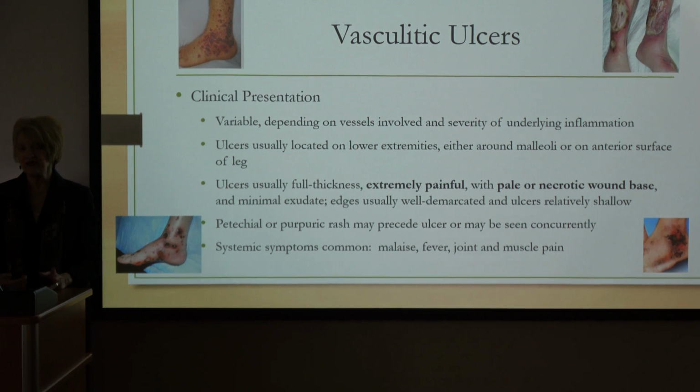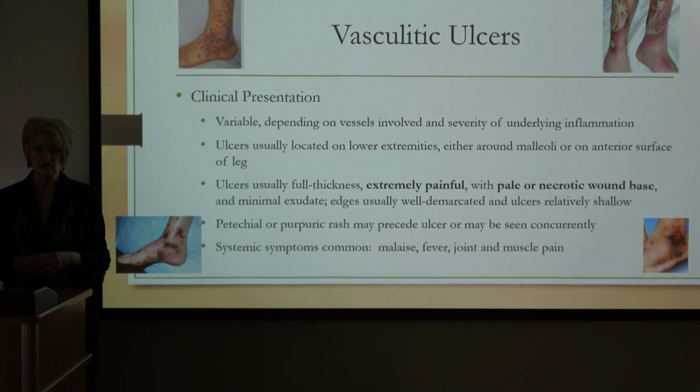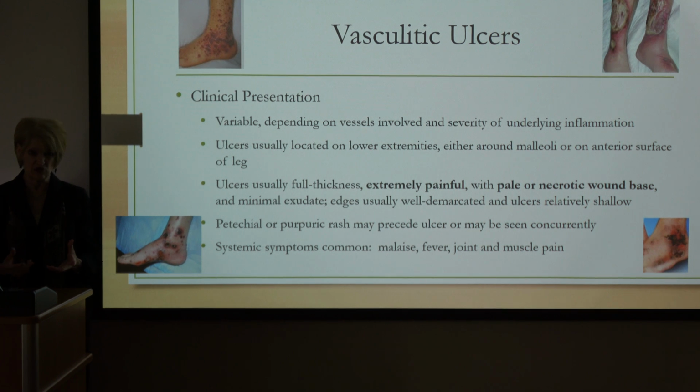So what would make me think I might be dealing with a vasculitic ulcer? What would the clinical presentation be? Of course, it's going to be variable. It's going to depend on which vessels are involved. It's going to depend on the severity of the inflammatory response. And it's going to depend on whether or not the acute inflammation results in vessel occlusion or if it causes a perforation in the vessel with leakage into the surrounding tissue.